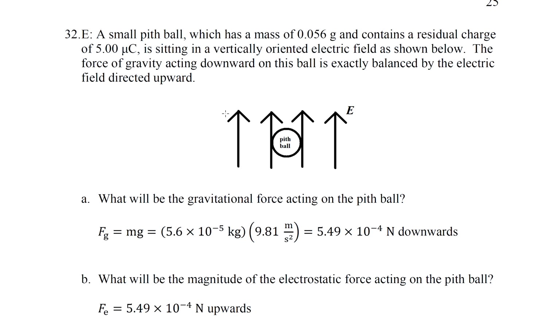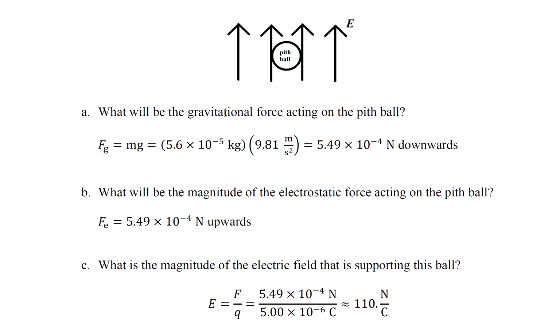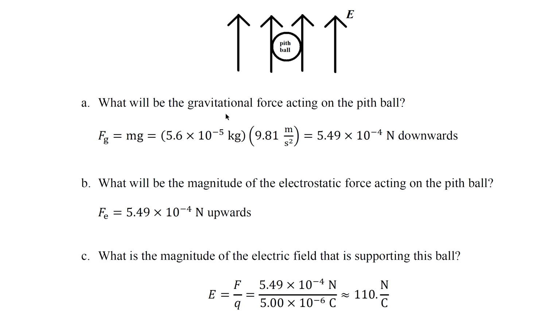Question 32. A small pith ball which has a mass of 0.056 grams and contains a residual charge of 5 microcoulombs is sitting in a vertically oriented electric field as shown below. The force of gravity acting downward on this ball is exactly balanced by the electric field directed upward. Part A, what will be the gravitational force acting on the pith ball? So it says gravitational force, so F equals mg, downwards.